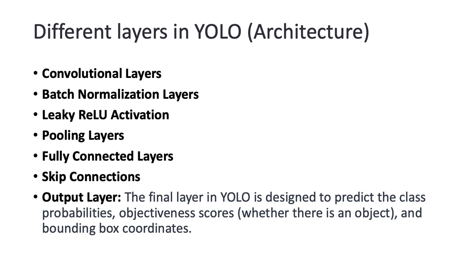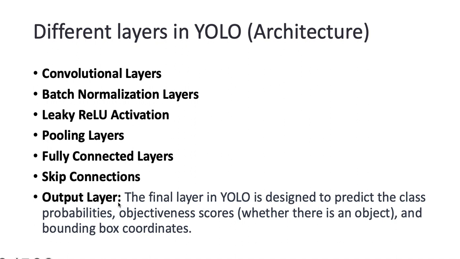Now, what are the different layers in the YOLO architecture? As I said, YOLO is a deep neural network, so it will have the layers which are common to the neural networks used for object detection tasks. There will be convolutional layers, batch normalization layers, then leaky ReLU activation. YOLO uses this leaky ReLU activation function. Then there will be pooling layers, then fully connected layers, the skip connections, and then finally the output layers.